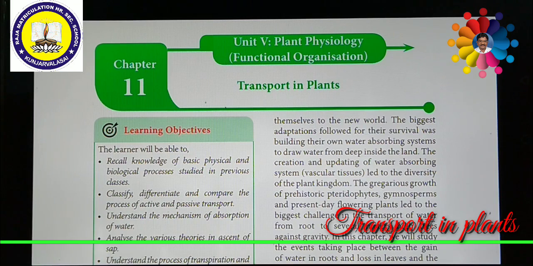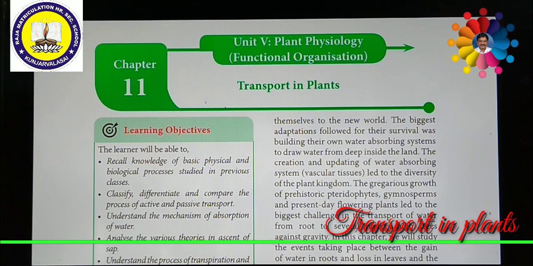What is transport in plants? Transport means moving of materials from one place to another place. So this is nothing but transport. What transport is available in plants? If you see in plants, there are two types of transport that take place. One is water and minerals being taken or transferred from one place to other places. The second one is food materials, which are prepared in the leaves, being transported to various parts of the plant. So there are two types of transport that are very common in plants.